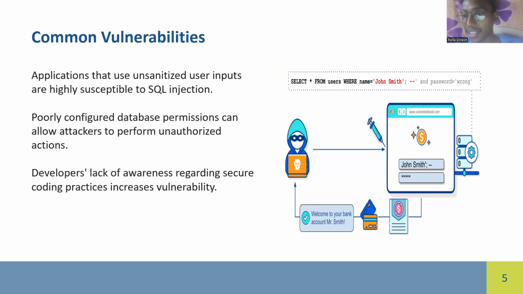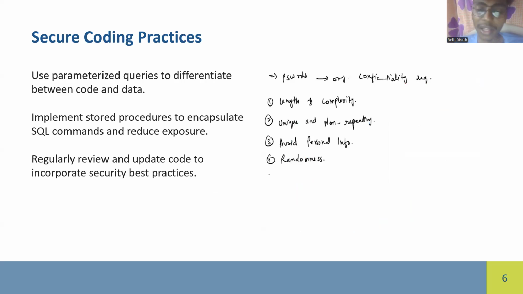Here we have the query: select star from user where name is equal to John Smith. It is a direct query, so anyone who knows SQL very well can easily write this query.